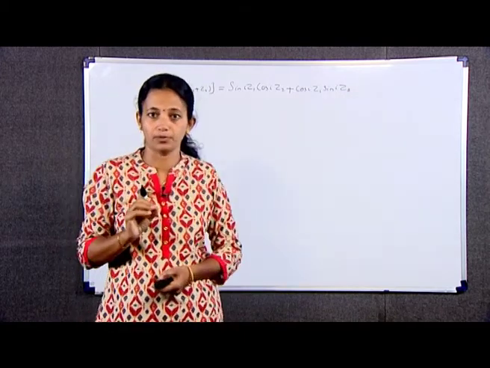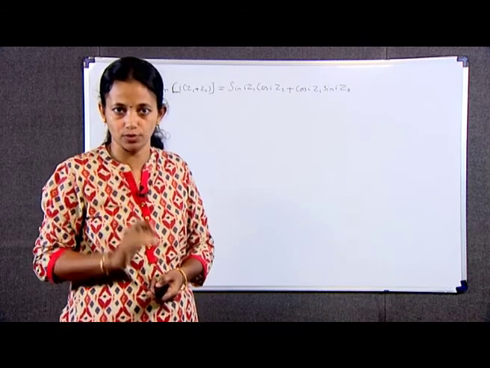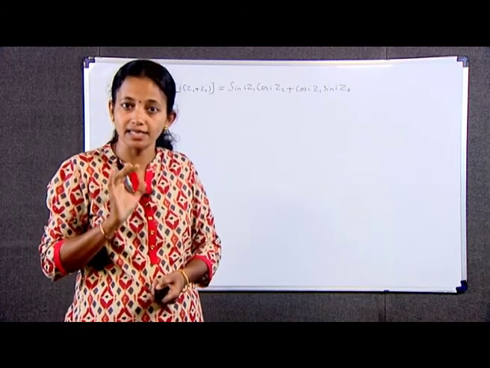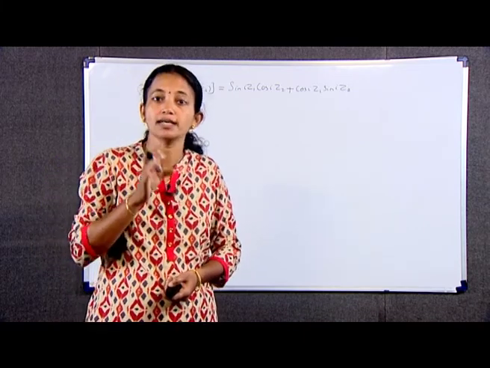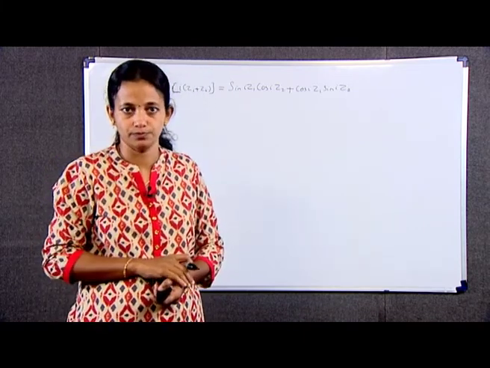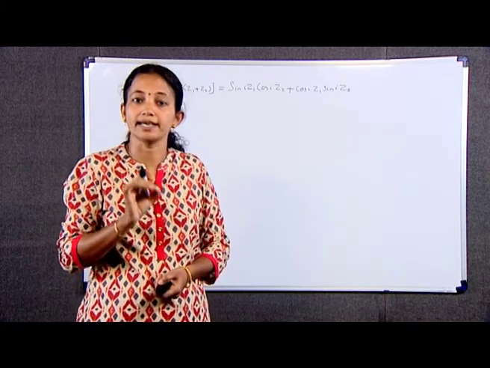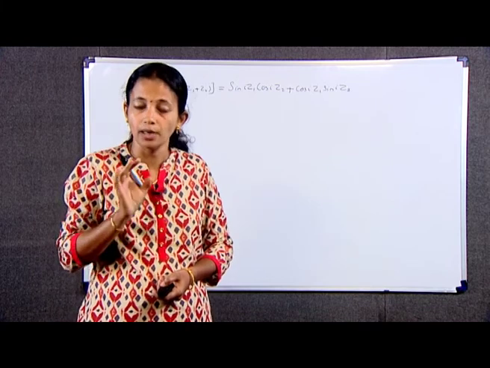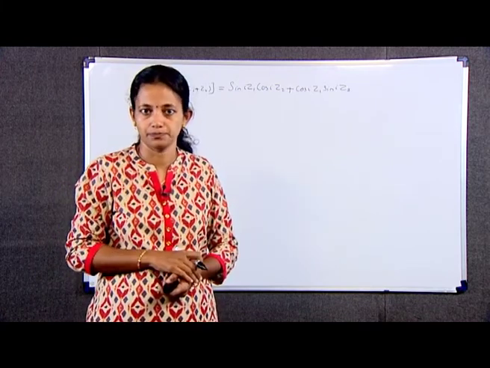Using 3 and 5, the above implies i sinh(z1 + z2) is equal to i sin(h z1) cosh z2 plus cosh z1 i sinh z2. That is, sinh of z1 plus z2 is equal to sinh z1 cosh z2 plus cosh z1 sinh z2, our identity.